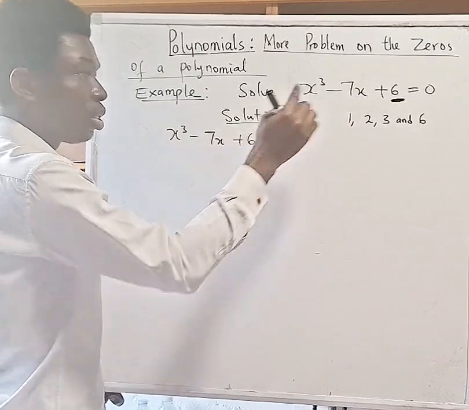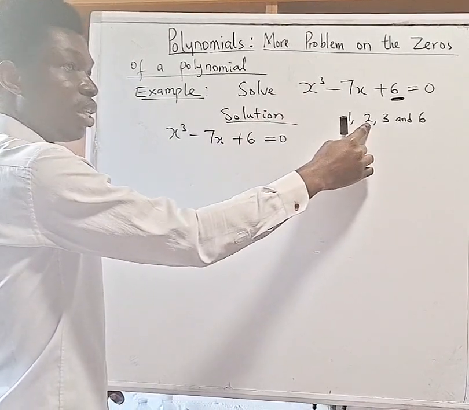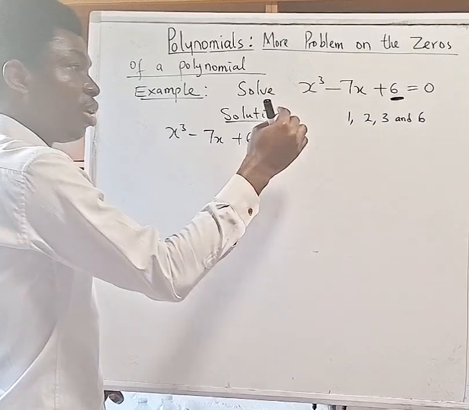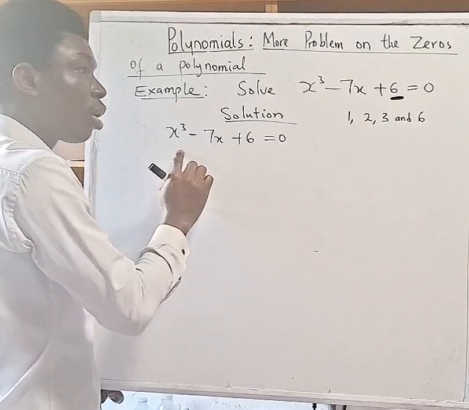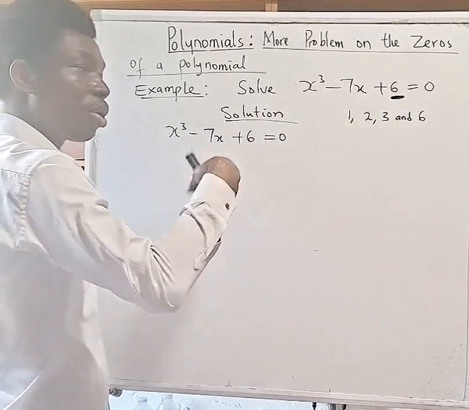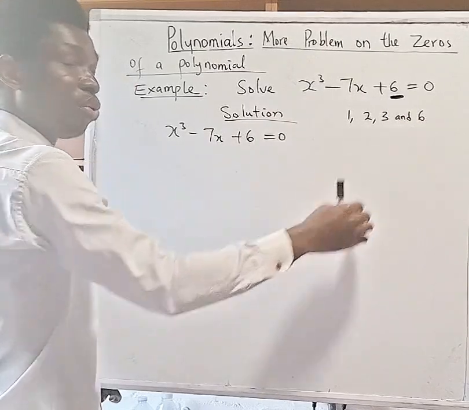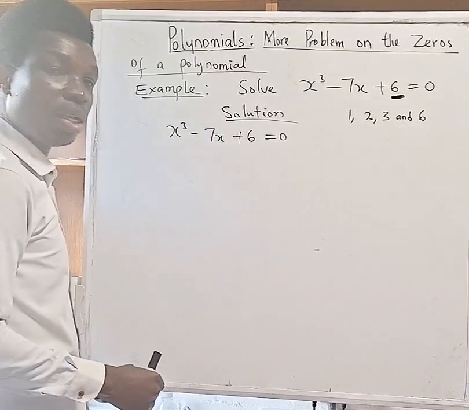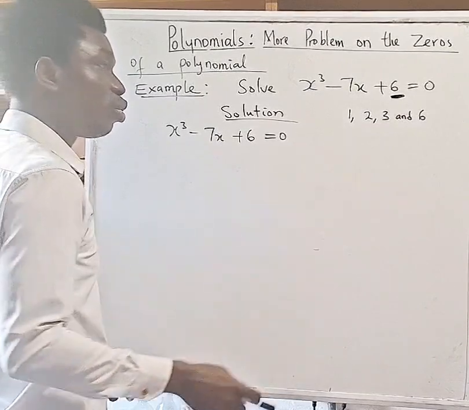If it doesn't, you go to 2 and check. If plus and minus 2 does not work, you go to 3. If plus and minus 3 does not work, you go to 6. Before you exhaust this thing, one of them will certainly work. So we'll start with this first one.